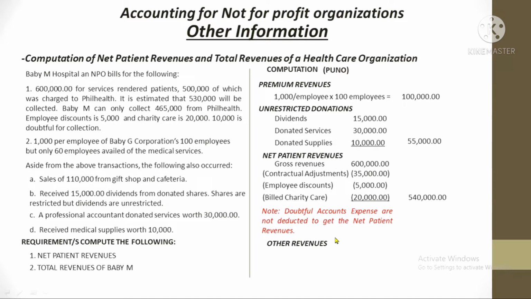And lastly, we have our other revenues. So, its information is found here on letter A, which are sales from gift shop and cafeteria worth 110,000. So we need to put it here. And if we add this all up, we will get a total revenues of BBM of 805,000. And that's it for the assignment. Now, let's move on to the next topics after this.